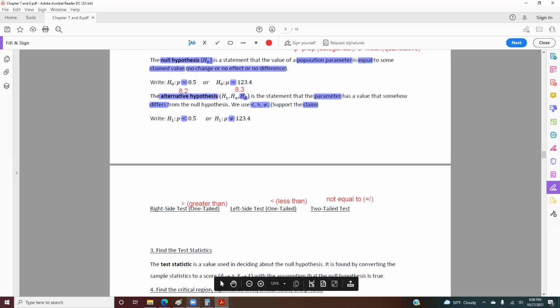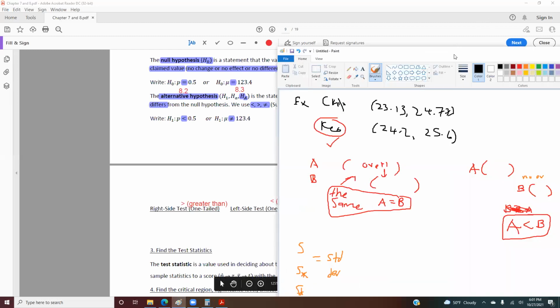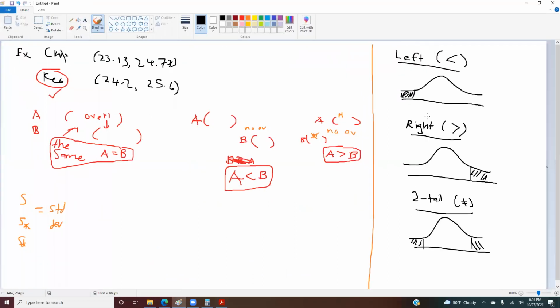Now, when you do your left tail, right tail, two tail test, the area that you shade here is called the rejection area or rejection region. So all this region is called the rejection region. This is two rejection regions, but they are symmetrical. You have two tails.